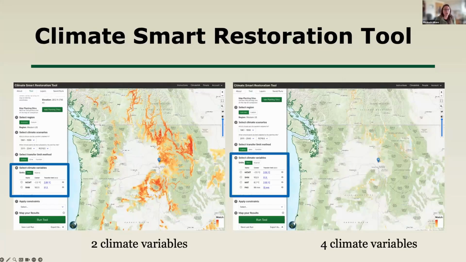So on the left, we have 2 climate variables here, and you can see how much analogous region is being shown. And if you switch that to 4 climate variables, you're significantly reducing your area, but sort of guessing on what those transfer limits are going to be.